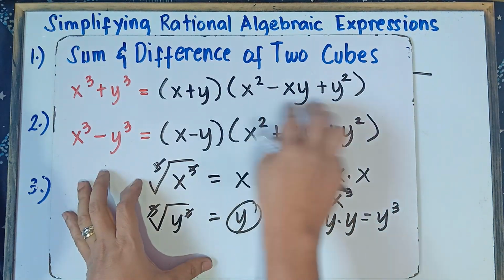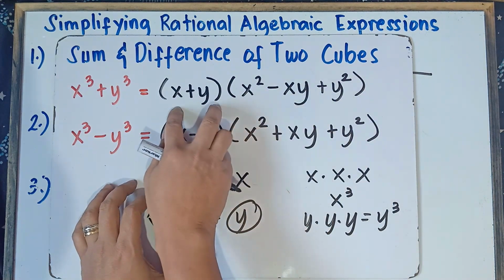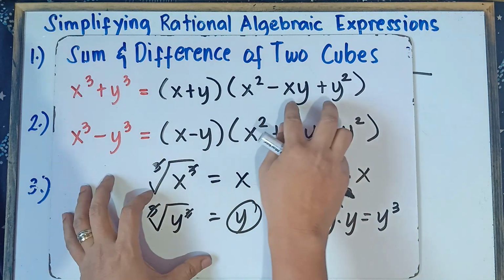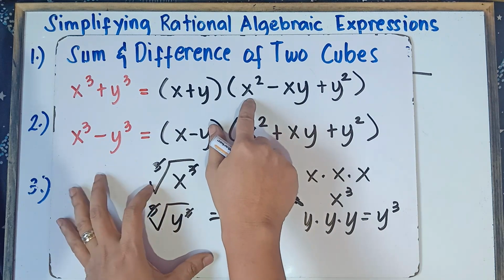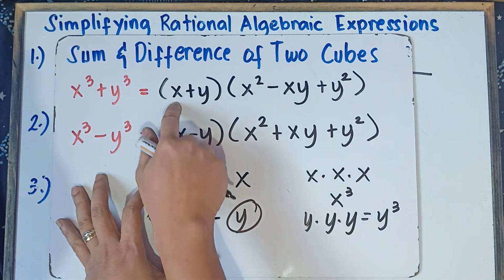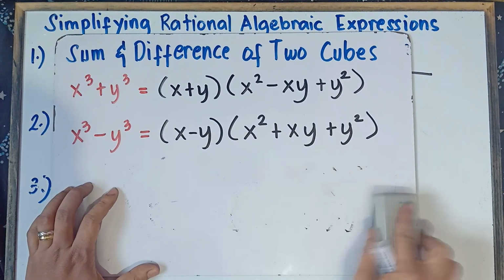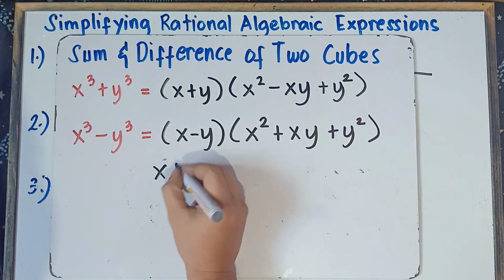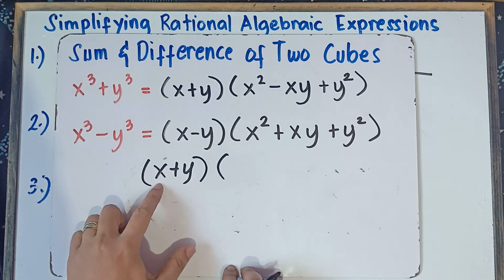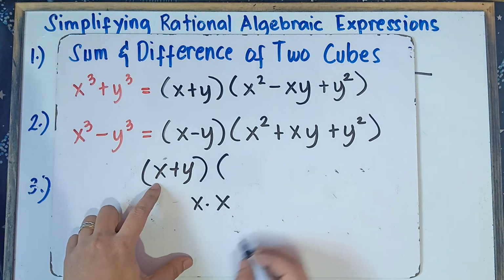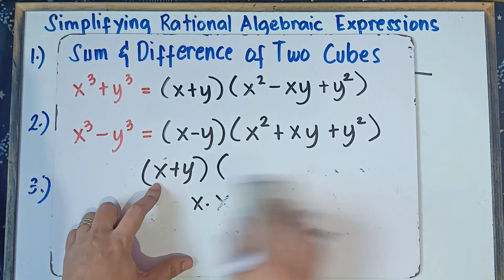So how do you get the second factor? Now, your second factor, class, your guide will be your first factor. To get x squared, simply get the square of the first term, the square of x. So x times x. Once again, our first factor, we have x plus y. Now, to get the second factor, you get the square of x, x times x. X squared means x times x, that would be x squared.